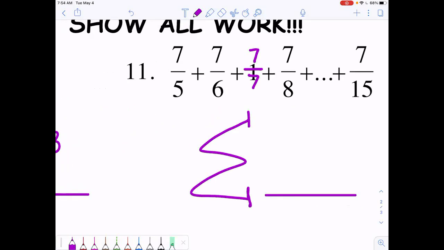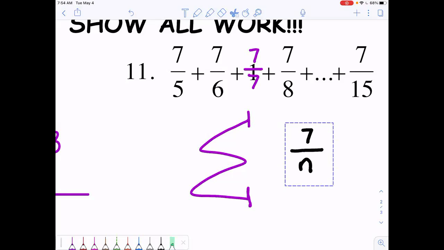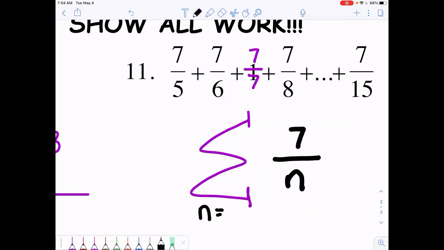Alyssa, do you have an idea how we could write a formula for this? What number is always on the top every single time? 7. So that's going to be on the top. What could you put on the bottom? You could do n plus 1. Let's keep it easy. Let's just say n. Let's make it easy on us. So my formula, for some reason I wrote that really small, let's make it a little bigger, says 7/n. Where would you start and where would you stop? Alyssa, where would you start? And you would stop at 15.